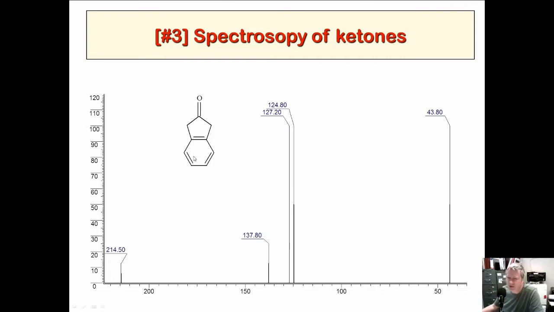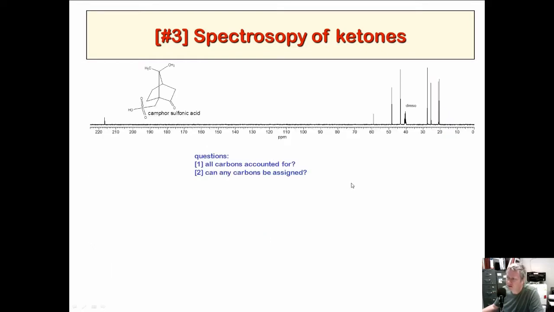This is symmetric, so there's like 2 CHs and 2 CHs. Those are the big peak. The little peak is the quaternary carbons, and then this is the CH2 on both sides of the ketone.